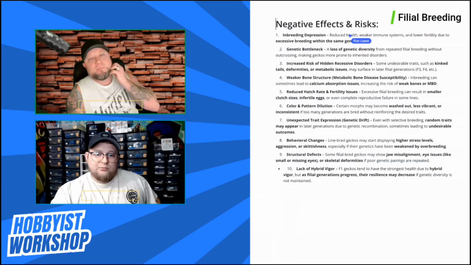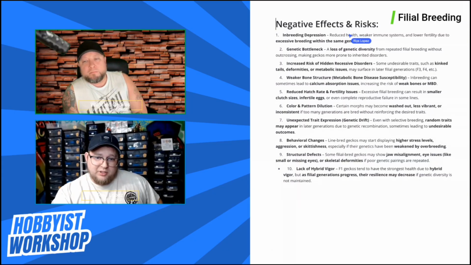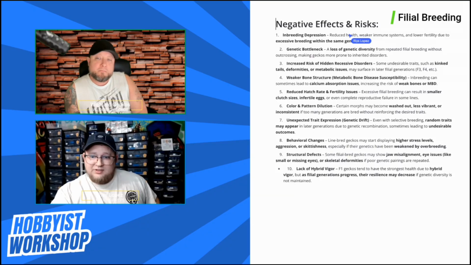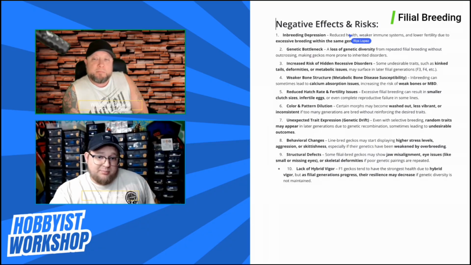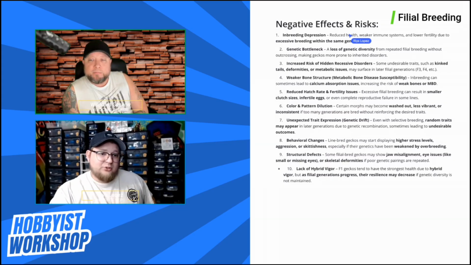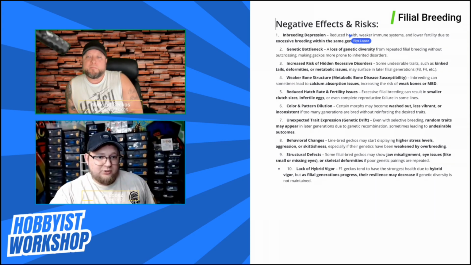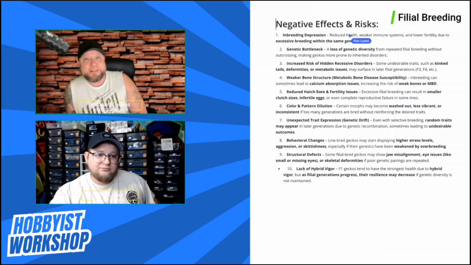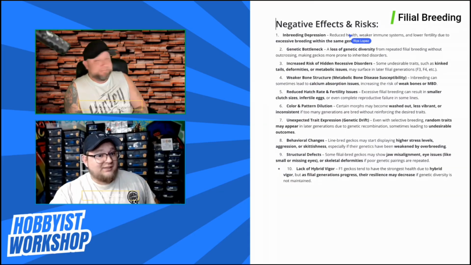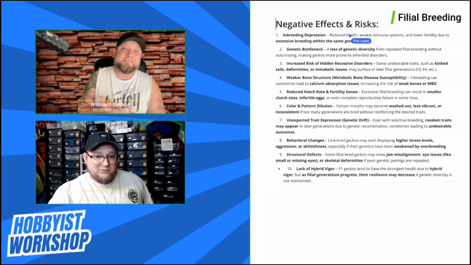We also got unexpected trait expressions. Even with selective breeding, random traits may appear. You know what I mean? So it might pop out something you didn't even want. But luckily we have other babies to choose from. So you might even get one baby out of that whole thing that you can use to continue your filial breeding. Heaven forbid that baby is the one that's not fertile. Exactly. So there's a lot of risks there as well.